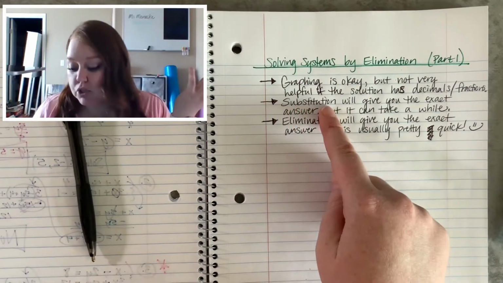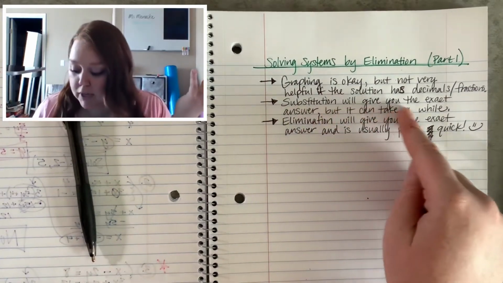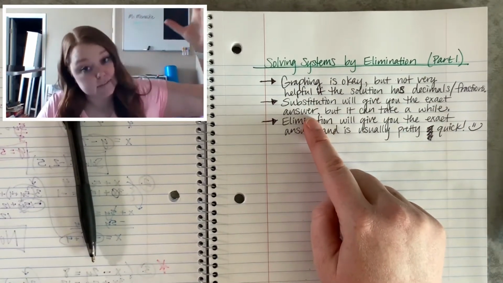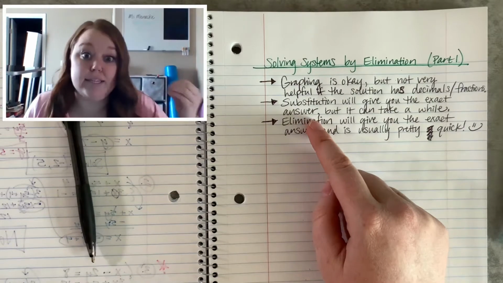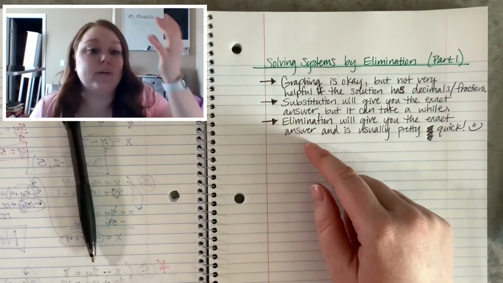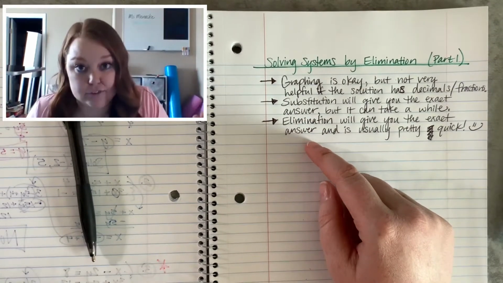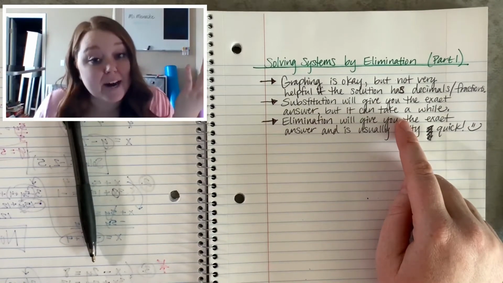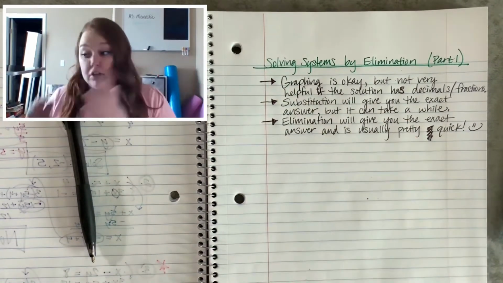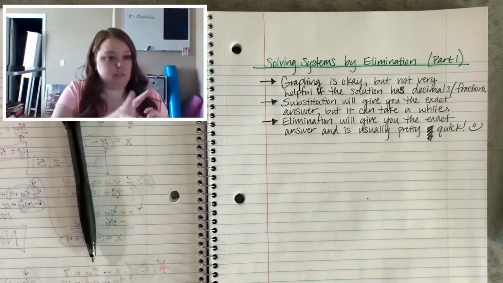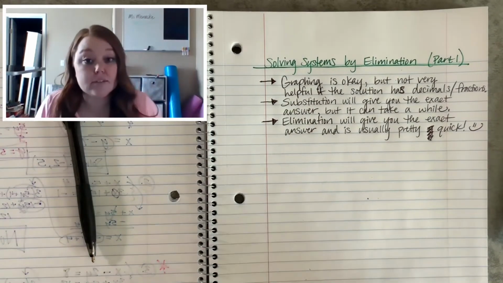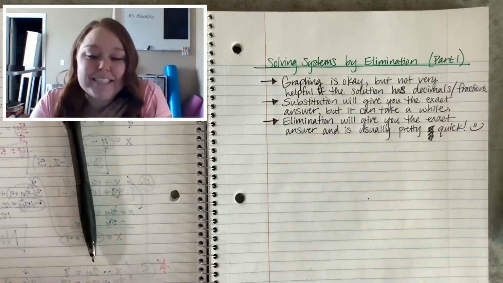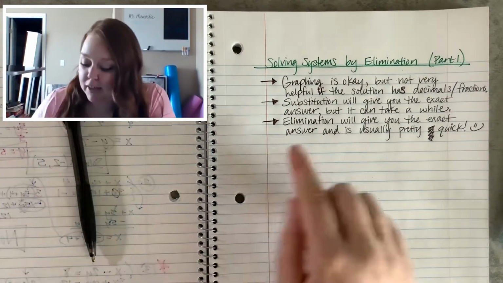So substitution is good because you get the exact answer. That's the positive side. The positive side is you get the exact answer. And oh my gosh, we have to have the exact answer. But what kind of sucks about it is it takes a while. You plug in this and then you get that, and then you plug in that and then you get that, right? It takes a while. I know that, which is why elimination is my favorite.